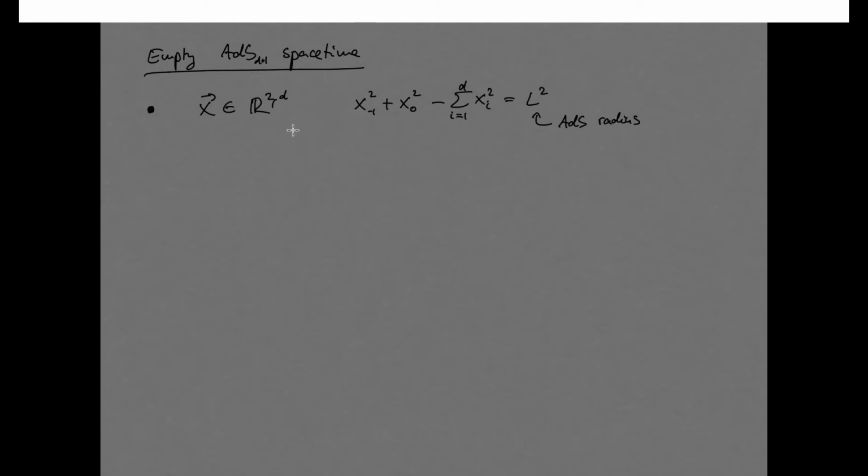So this ambient space has two time-like directions. It's a bit weird, but ADS has only one time-like direction. So that's perfectly fine. And this equation says that the length of this vector x is just a constant given by L, which is just the ADS radius. Then the metric on ADS space is just the induced metric on this hyperboloid.